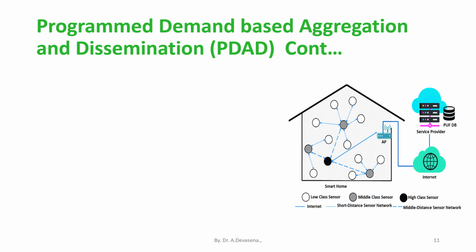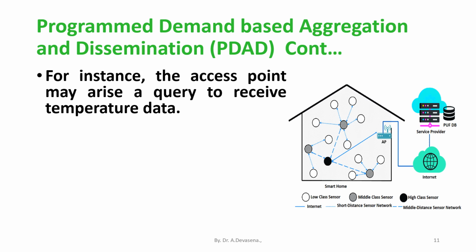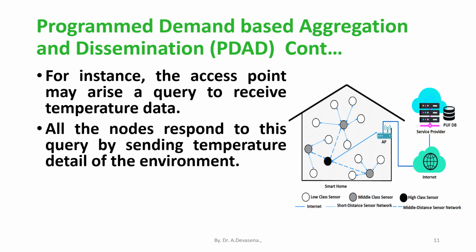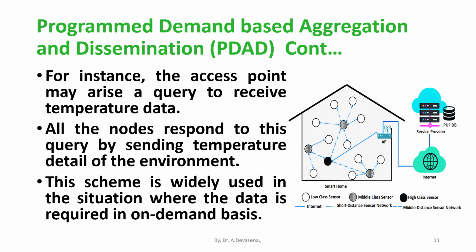For instance, the access point may raise a query to receive temperature data. All the nodes respond to this query by sending temperature details of the environment. This scheme is widely used in situations where the data is required on demand basis.